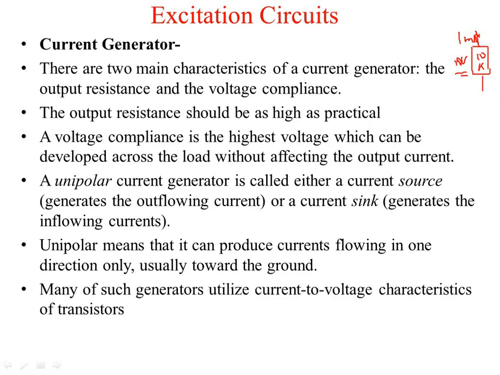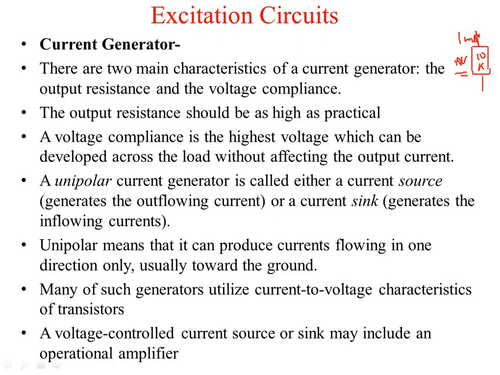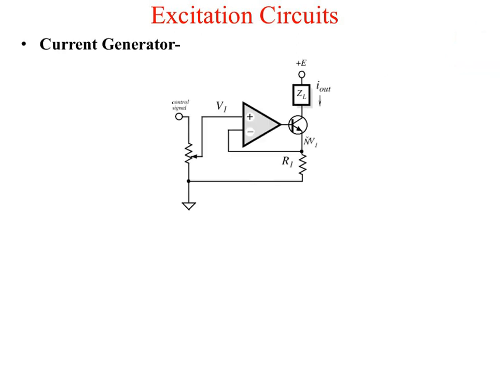And there are many generators that utilize the current to voltage characteristics of the transistor. We have already studied such kind of I to V converters using op amp, and the same concepts will be utilized over here also. So a voltage controlled current source or a sink may include an operational amplifier. Now this is the circuit we will get.